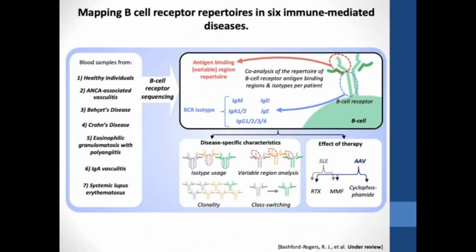So here's a diagram of what we wanted to do. We collected blood samples from a whole range of immune-mediated diseases, some of which are associated with autoreactive B cells and autoantibodies. And this is effectively recruited cohorts. All of the patients are collected at diagnosis, so there is minimal pre-existing therapy within these individuals, which is quite important for studies like this. So we performed this isotype-specific BCR sequencing to try and understand disease-specific characteristics and the effect of therapy.